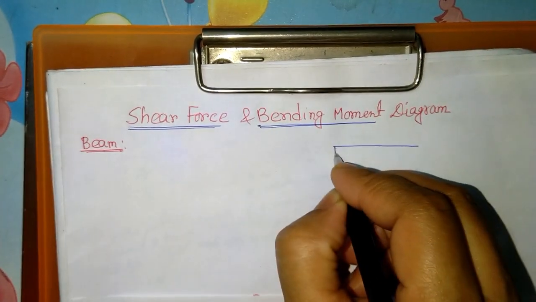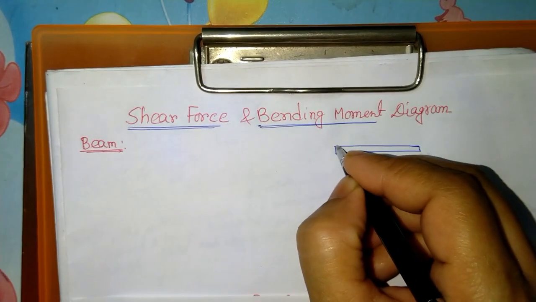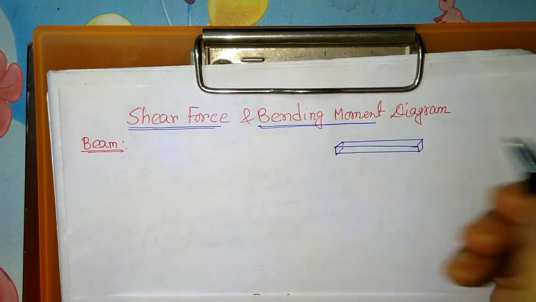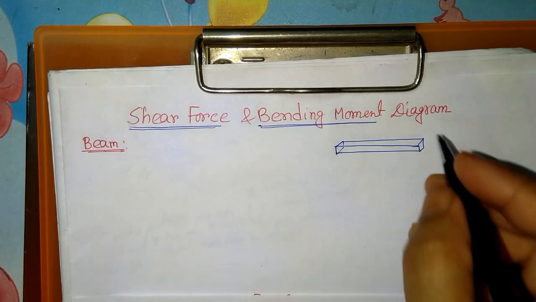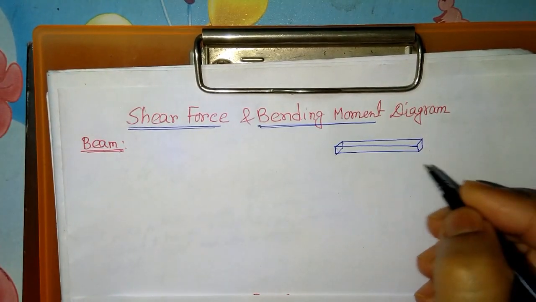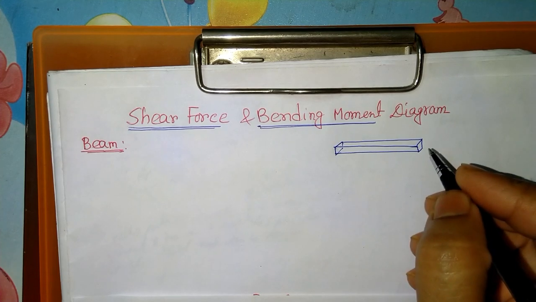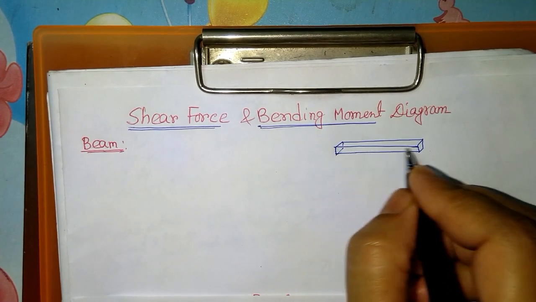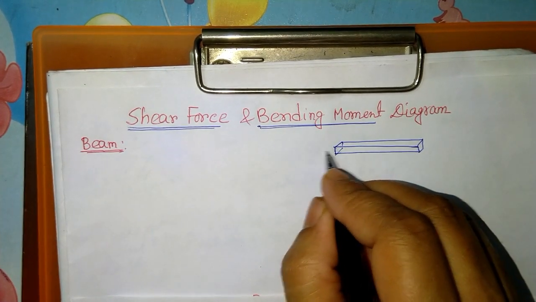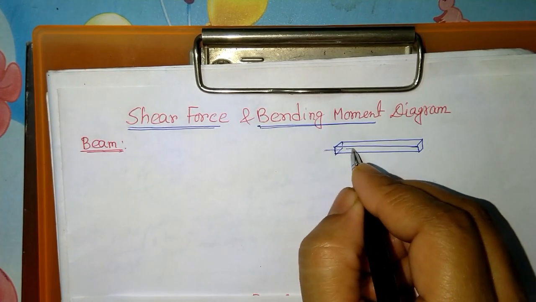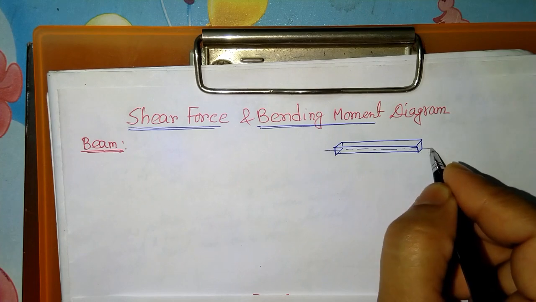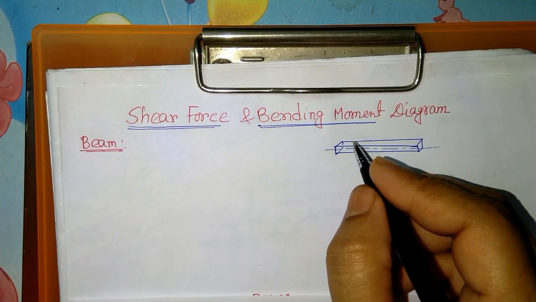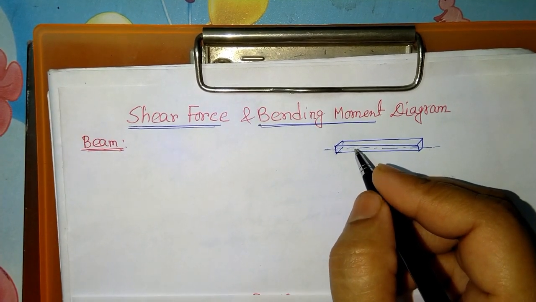Suppose we have this, which is basically a bar like that. This bar is subject to forces or couples, or both, that lie in a plane containing the longitudinal axis. We can call this axis the longitudinal axis, and when forces and couples act along this axis of the bar, it is called a beam.